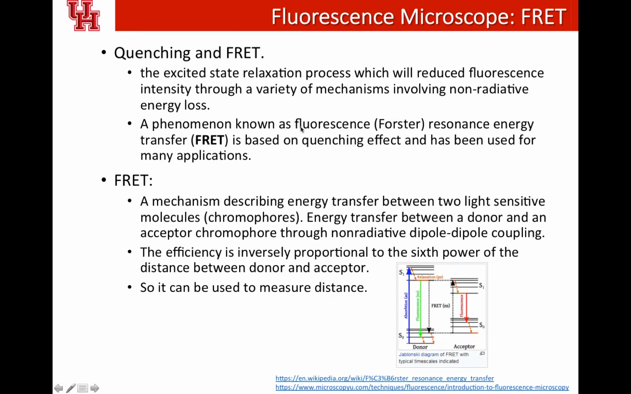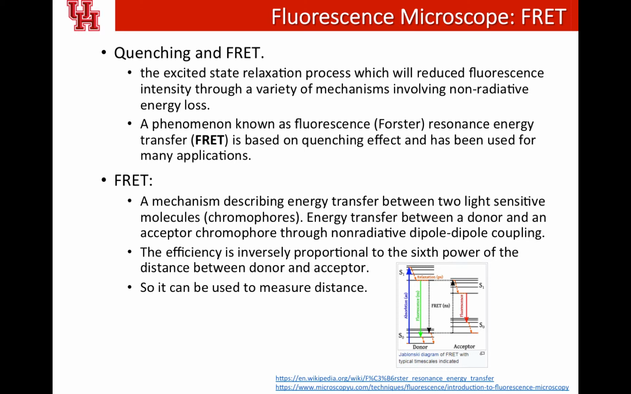It's called FRET, fluorescence or Förster resonance energy transfer. It's based on the quenching effect. Basically, instead of thermal or vibrational quenching, they have another fluorescent molecule which has a lower excitation energy. The first molecule is called the donor, and the second molecule is called the acceptor. The acceptor has a much lower excitation frequency, right? Energy compared with the donor.